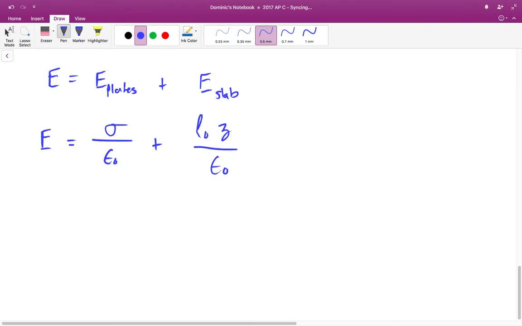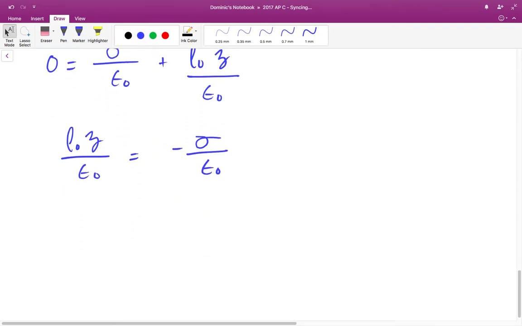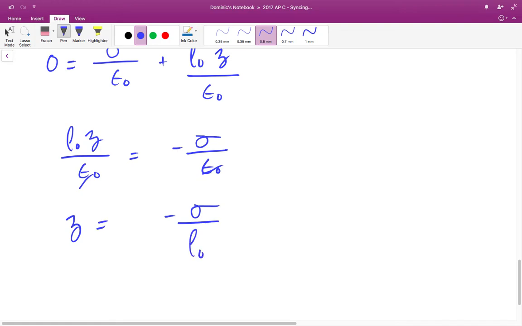We want to know where it is 0, so we let E equal 0 and solve for Z. So E equals 0: sigma over epsilon naught plus rho naught times Z over epsilon naught. We just need to solve for Z, so rho naught Z over epsilon naught equals negative sigma over epsilon naught. Multiply both sides by epsilon naught, divide both sides by rho naught, and Z is equal to negative sigma divided by rho naught, since the epsilon naughts cancel out.